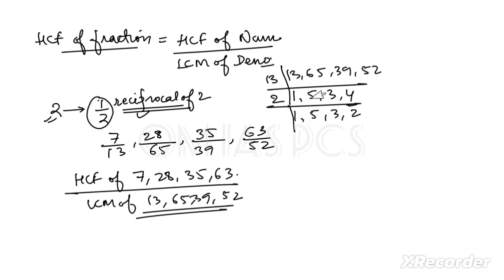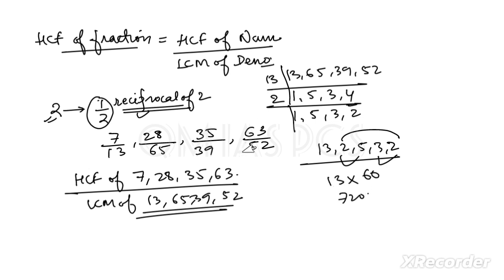Okay, so what is the value of HCF? HCF will be 13, 2, 5, 3 and 2. We got the 4 here also, but try to solve this one like this one. We have to find only prime numbers. So this is 10, 10 into 6. What is the value of 10 into 6? 60. 16 into 30, 13. It will be 720.